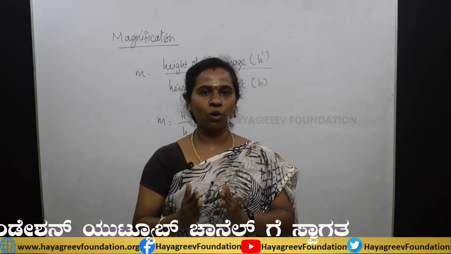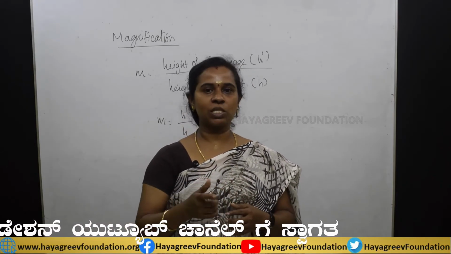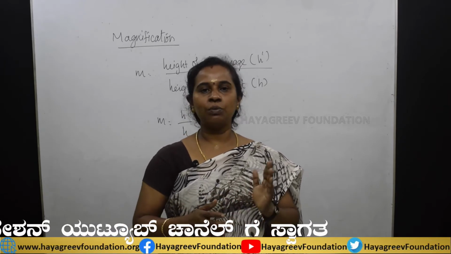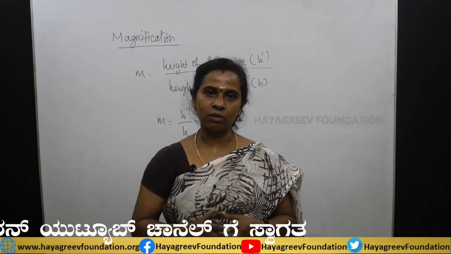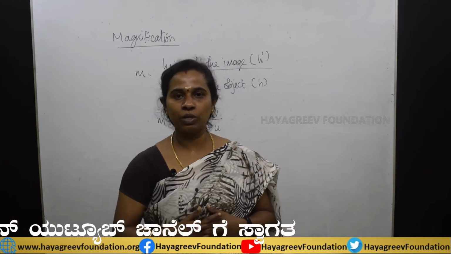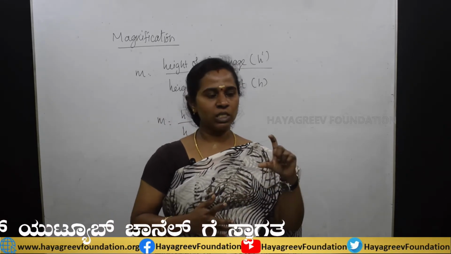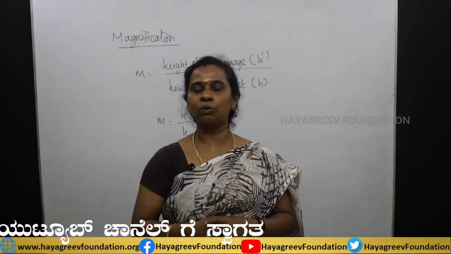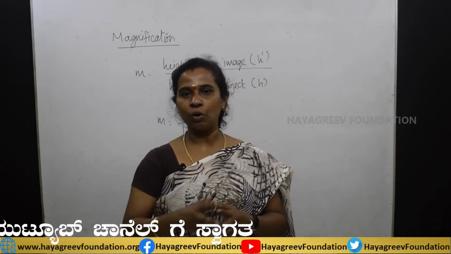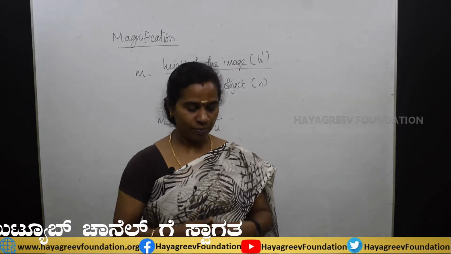So here in a concave mirror, the magnification value will vary. If we keep the object at the center of curvature, we are going to get the image also at the center of curvature, and the same size of image. So at the center of curvature, the magnification of a concave mirror is -1.